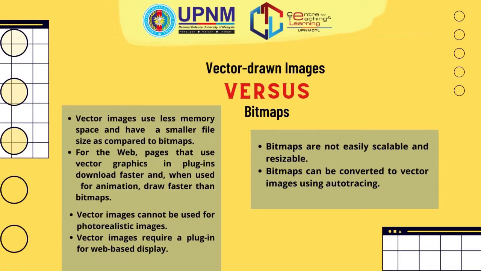Vector-drawn images. Vector images use less memory space and have a smaller file size as compared to bitmaps. For the web, pages that use vector graphics in plugins download faster and, when used for animation, draw faster than bitmaps. Vector images cannot be used for photorealistic images. Vector images require a plugin for web-based display.